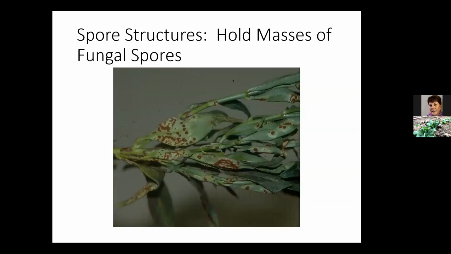So we can also see spore structures. This is a chrysanthemum rust on a chrysanthemum plant, and these are on the underside of the leaves. We see these orangish rust colored masses, and that's pretty much why it's called a rust. It's a rust disease, and that's the name of the pathogen.